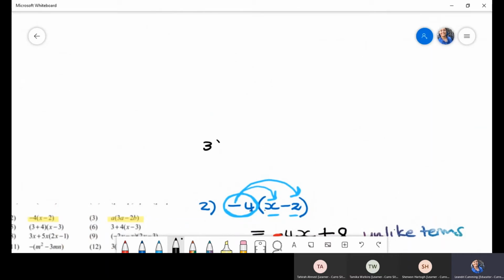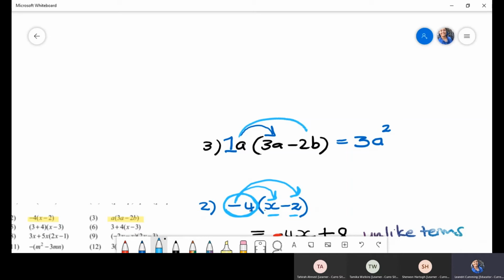Number 3, a bracket 3a minus 2b. Right, let's use our arrow. A times 3a is a positive times a positive. 1a times 3a, if I look at the coefficient, 1 times 3 is 3. A times a becomes a squared. Back to my 1a.